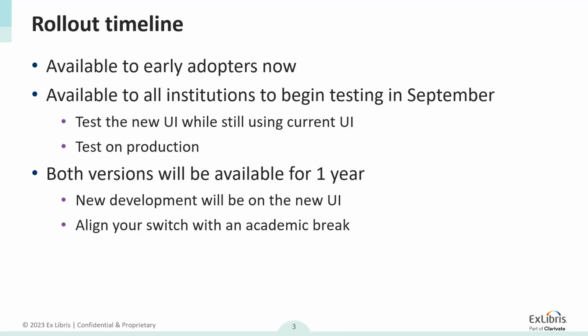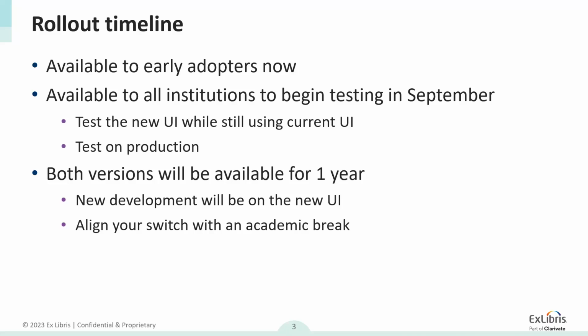Many thank yous to any early adopters that are on this call. I checked yesterday, and we've gotten over 500 comments from the 15 institutions that are our early adopters. So that's been really great. It's been just wonderful to see that feedback and to work with this group of people. So they're working hard for you. The UI will be available to all institutions, all of you, beginning in September. So in September, you'll be able to start testing the new UI.